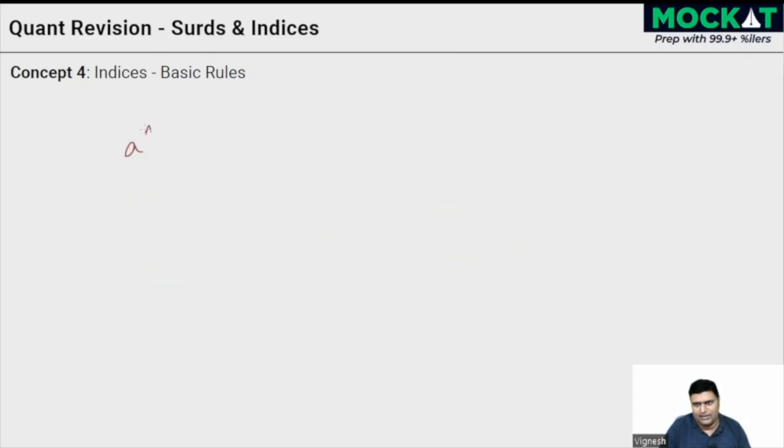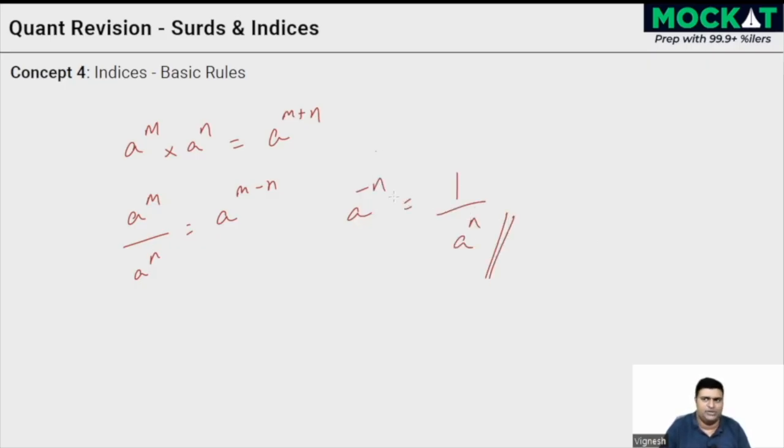If you have a power m into a to the power of n, then you can add up the powers. And if you have a power m divided by a power n, that's a to the power of m minus n. A power minus n equals, I'm not explaining why, it's just division, 1 by a power n. A power m whole power n, written this way, is a power mn. Multiply the two parts.